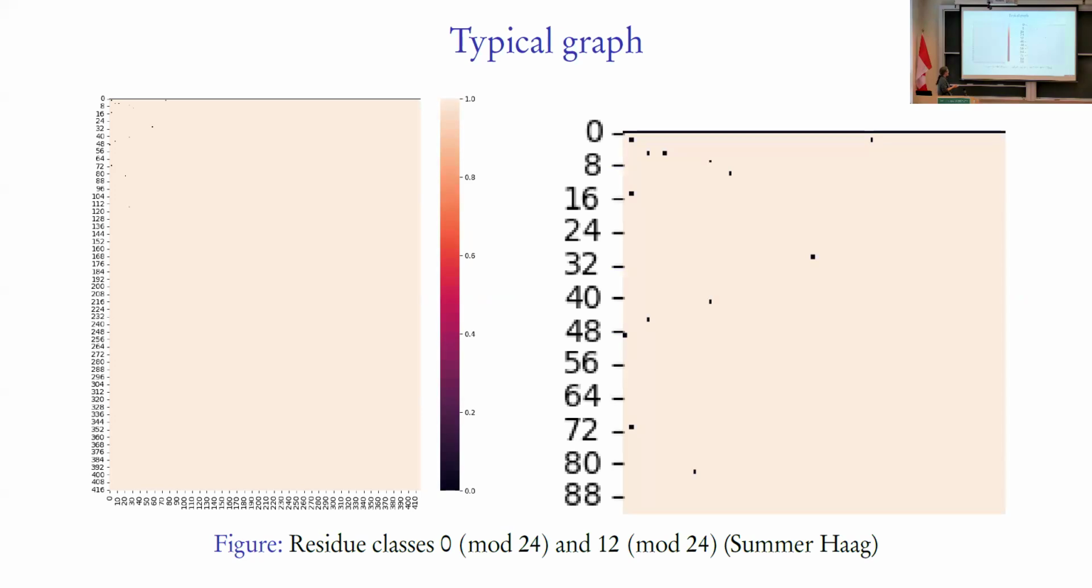So here's a typical graph. So this was 0 mod 24 against 12 mod 24, and this is the actual screenshot from the day we were playing with it. And you can see that there's just a few sort of dots up in the corner, and that's it. And this is kind of what we were expecting to see, and then we were going to kind of ask some questions about maybe how many, or if there's anything interesting going on there.